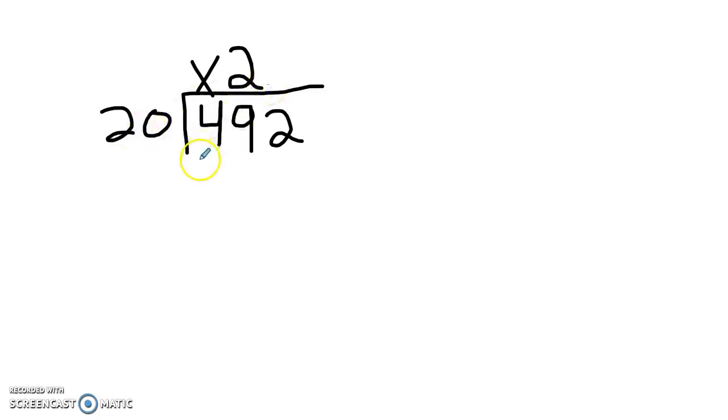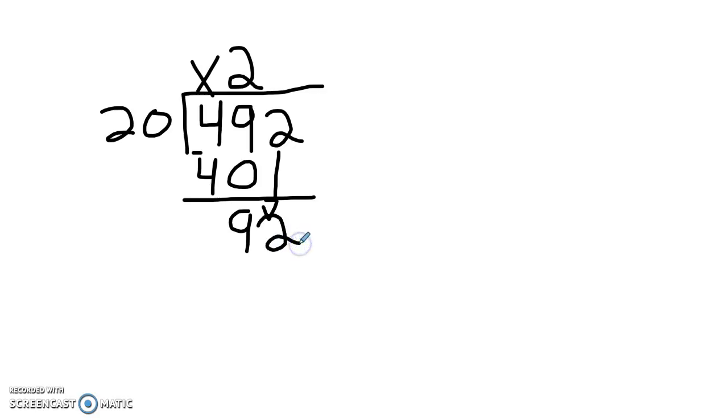20 times 2, and I get 40. Then I subtract. Now notice how my digits are nicely lined up. And I have a 9. My next step is dropping that 2. And now I have 20 going into 92.